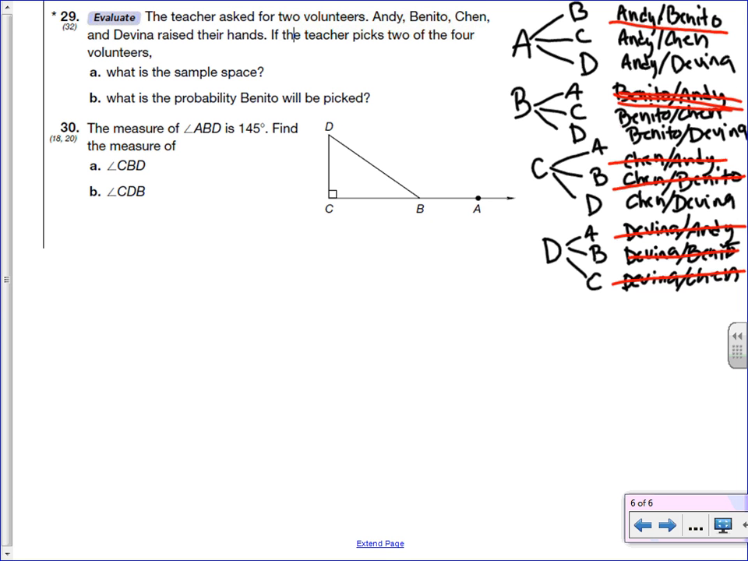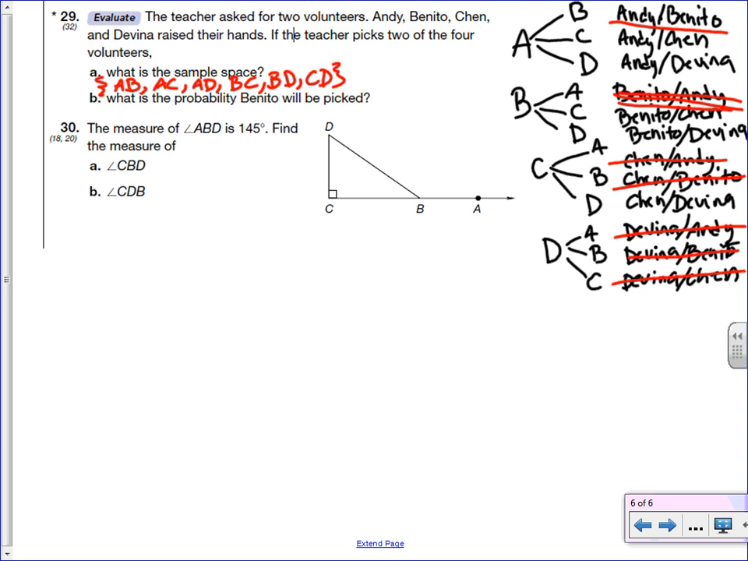So I'm just going to abbreviate their names so we can have Andy and Benito, Andy and Chen, Andy and Davina, Benito and Chen, Benito and Davina, or Chen and Davina.